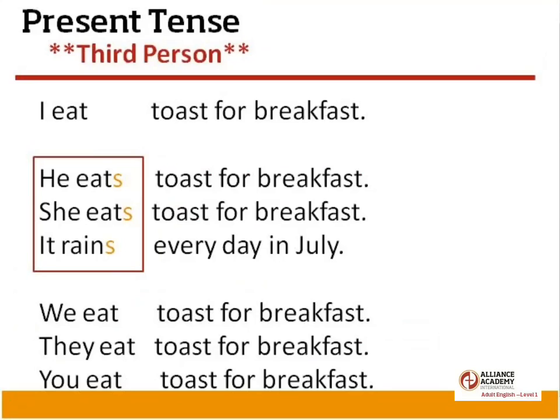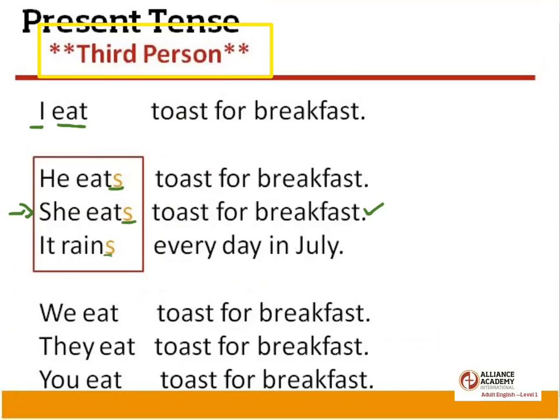So I did say that third person was a very important part of the present tense. So let's talk a little bit more about it. Here I have I, that is not third person, so I simply say I eat toast for breakfast. But this box indicates our third person subjects, he, she, and it. So again, we need to add the S to the verb. He eats toast for breakfast. She eats toast for breakfast. Or it rains every day in July.